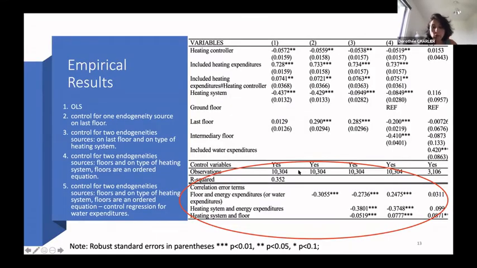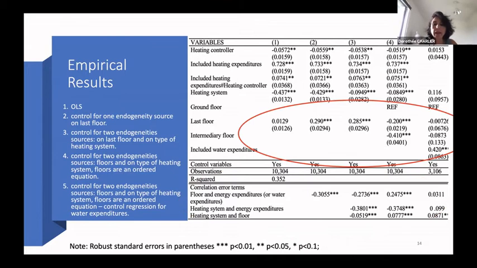So my main results show in the first step that it is interesting to consider these two sources of endogeneity because error terms are correlated. So taking into account the fact that the choice of the floor is not exogenous is the first result.